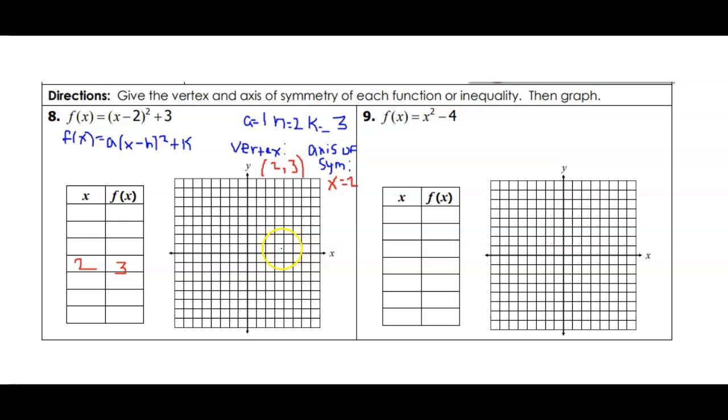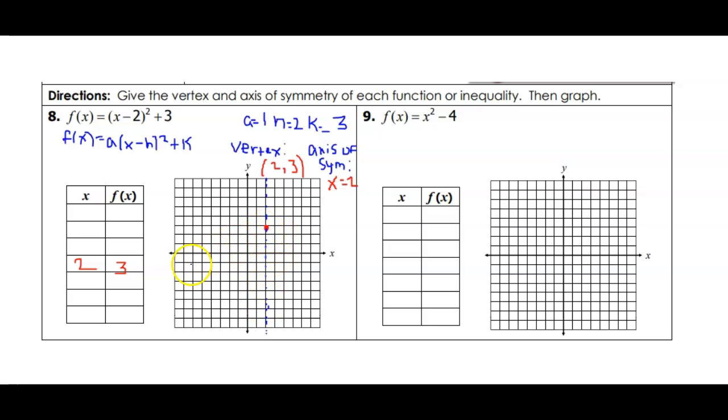Now the first thing I'm going to do is sketch my vertex. Well, my vertex is at 2, and it's at 3. So it's right here. And now I'm going to sketch my axis of symmetry. I'll use another color. It is at x equals 2. That means that it's a line right here at 2, which means I should be able to cut this parabola perfectly in half along the line x equals 2.